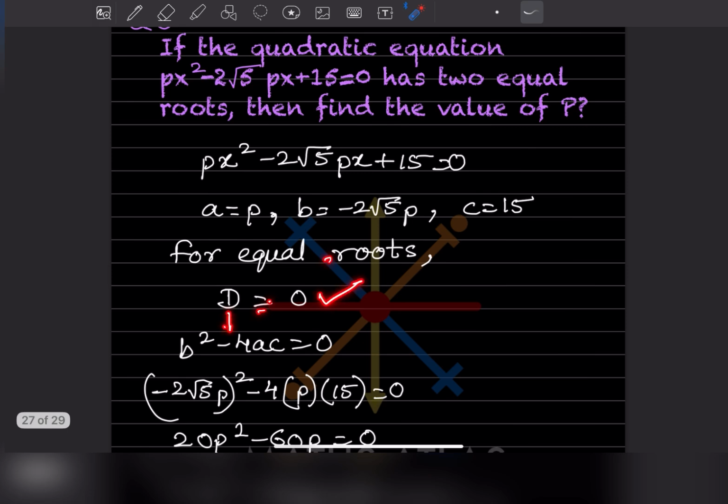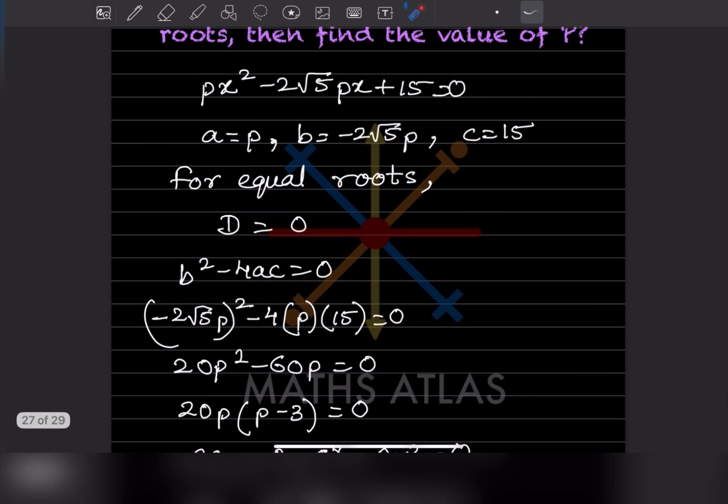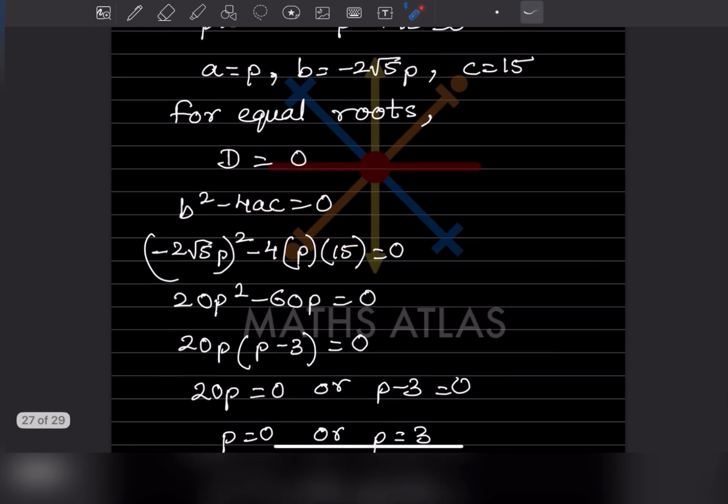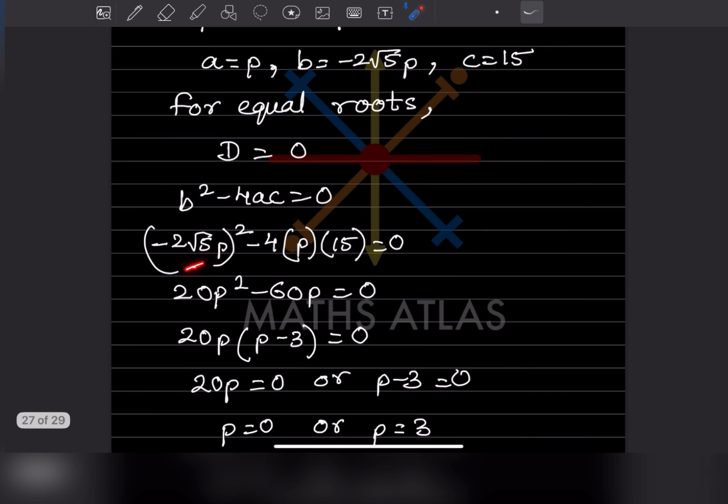So b² − 4ac = 0. In place of b², you are going to write this one. You have to write the p as well. Be careful with this one, and square of it. Minus 4 will be as it is, and a is just p and c is 15. So now see here, I'll show you how to do this one.